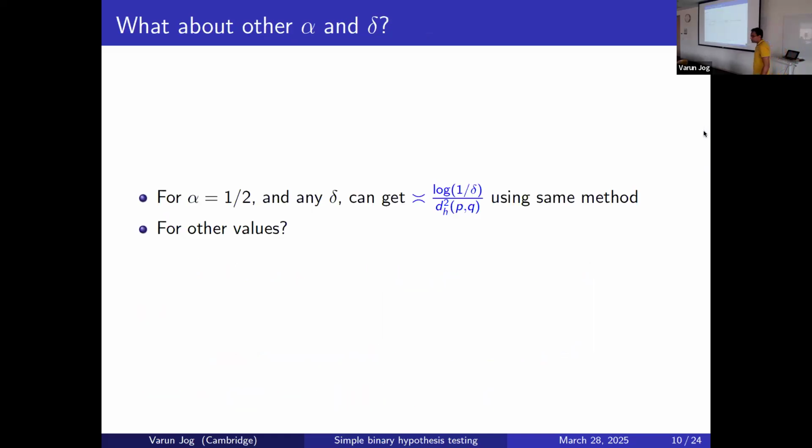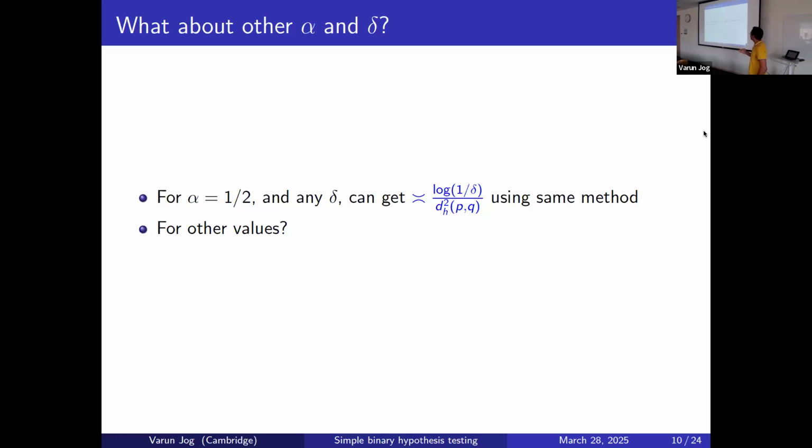Okay, so what was left was what happens for other values of alpha and delta. It turns out when alpha is 1/2 and delta is not 0.1, but any small delta, then the only thing that changes is the 1 by Hellinger square becomes log 1 by delta over Hellinger square. Okay, so this part works out.